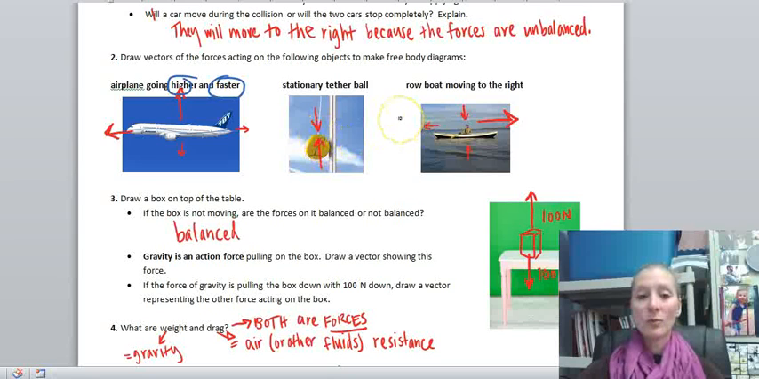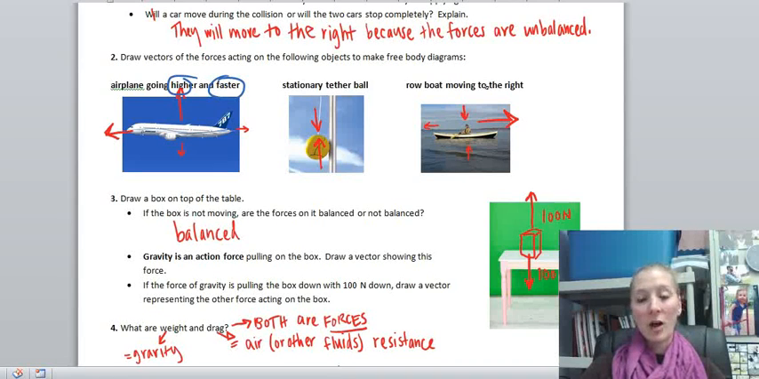The next one is a rowboat moving to the right. So if it's moving to the right, it's got to be an unbalanced force because it's changing its motion. So as it's moving to the right, we've got our other little arrow here showing the drag from the water, because sometimes drag is not just air, it can be fluids too. We've got our normal force, or buoyant force in this case, and gravity pulling down the boat, because gravity is acting on us all the time here on Earth.